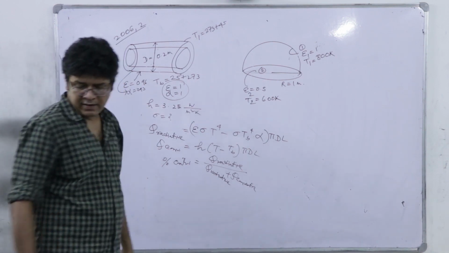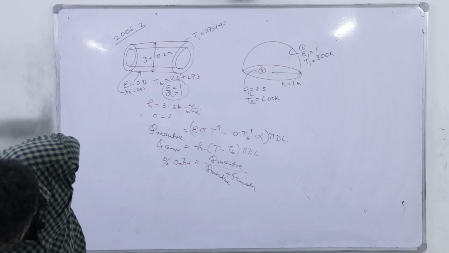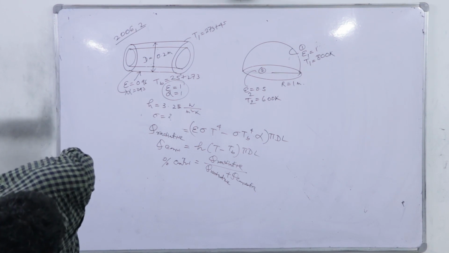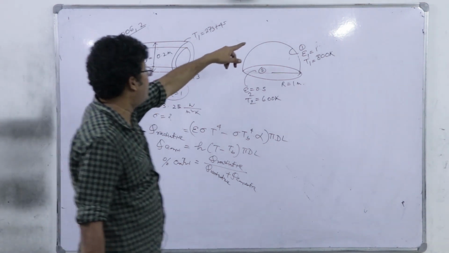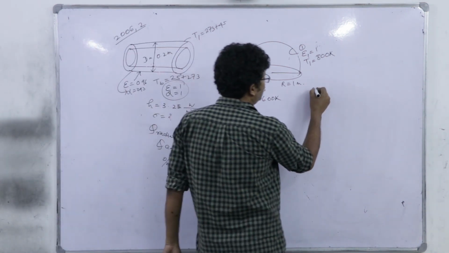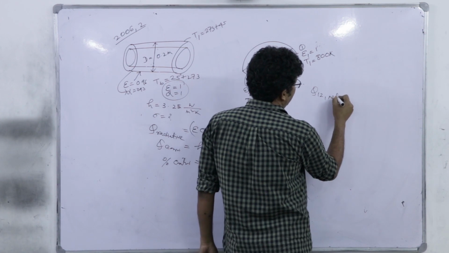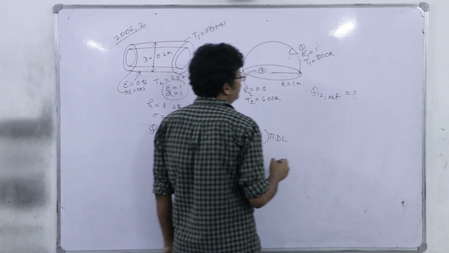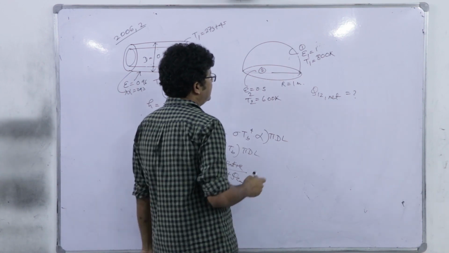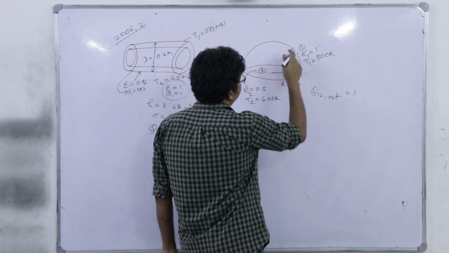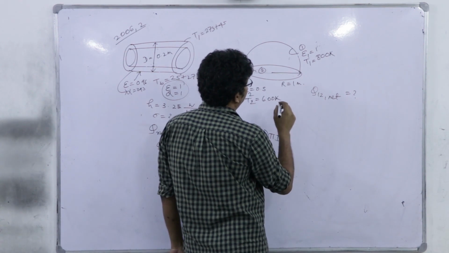Okay. So we have to calculate what? Calculate the net radiative heat transfer from the roof to the floor, from 1 to 2, that is Q12 net. We have to calculate. So we will consider these to be gray surfaces. Now you see, what is the value of F12?